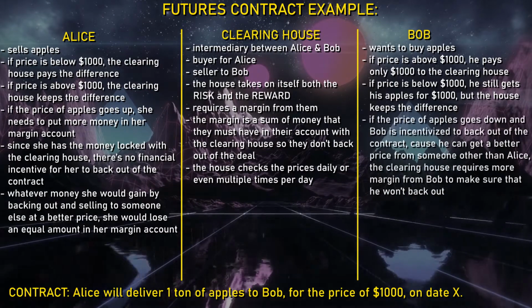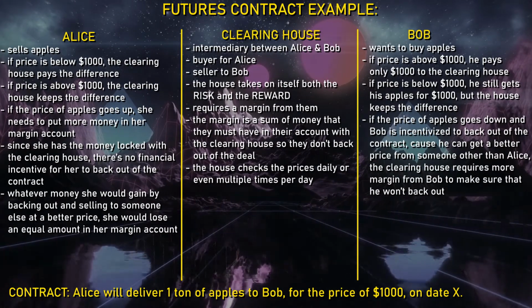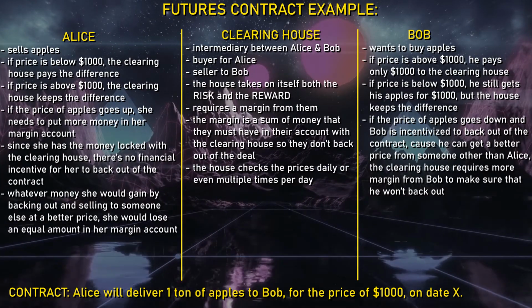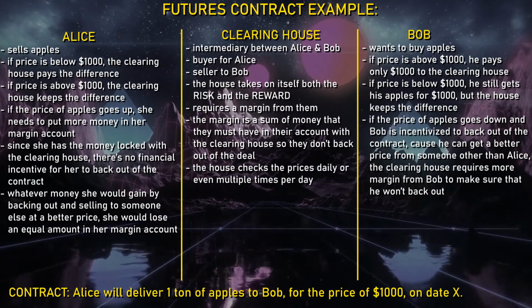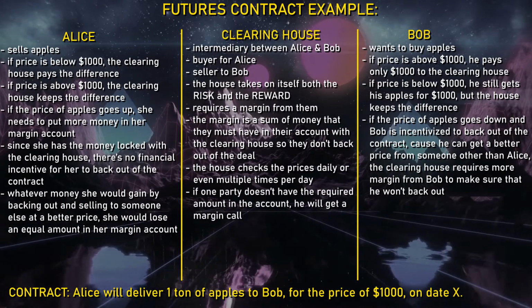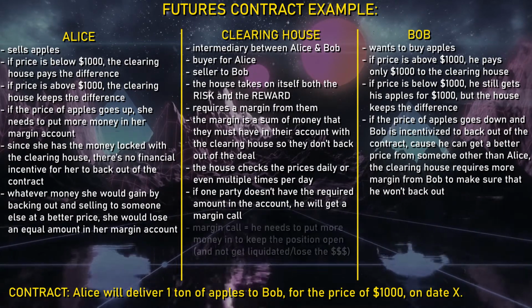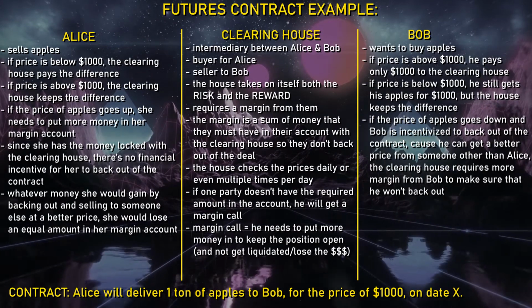If the price of apples goes down and Bob is incentivized to back out of the contract because he can get a better price from someone other than Alice, the clearinghouse requires more margin from Bob to make sure he won't back out. If one of them doesn't have the required amount in the account, he will get a margin call. A margin call means that he needs to put more money in to keep the position open.